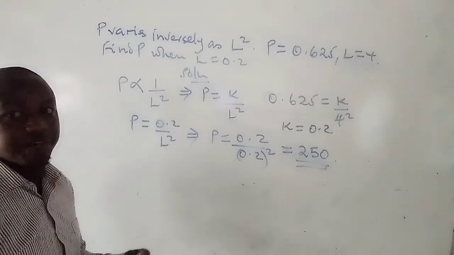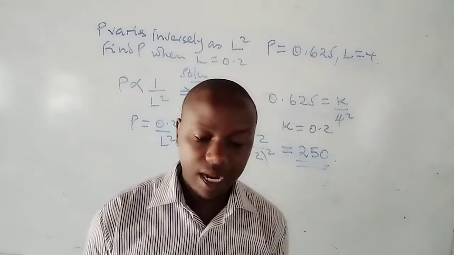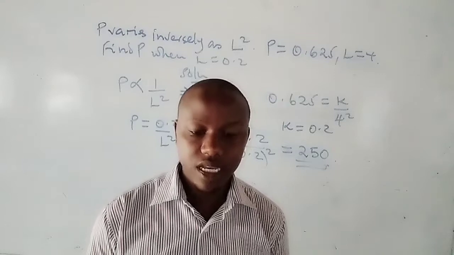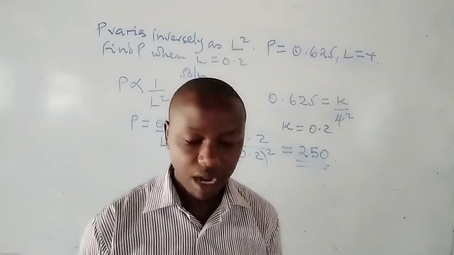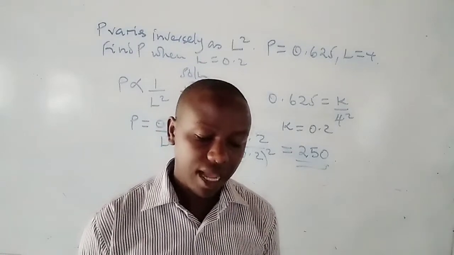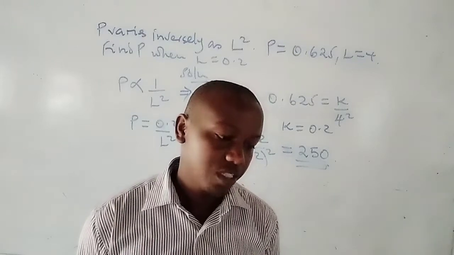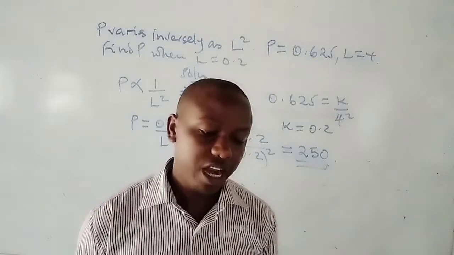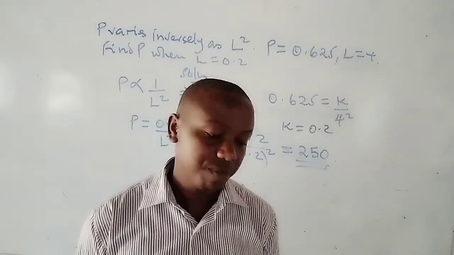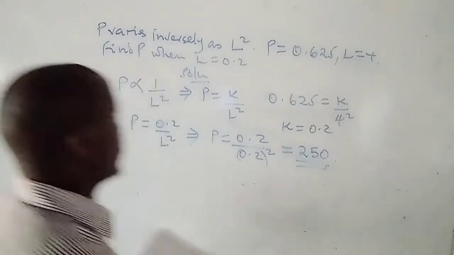P is 250. Number 4, I will just read out the question. It says an arc of a circle subtends an angle of 150 degrees at the circumference of the circle. Calculate the angle subtended by the same arc at the center of the circle.